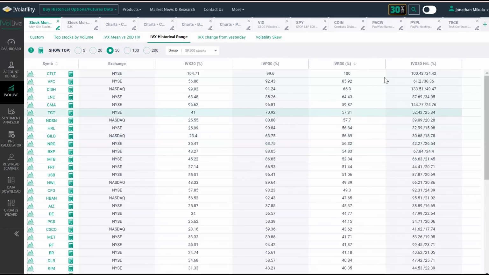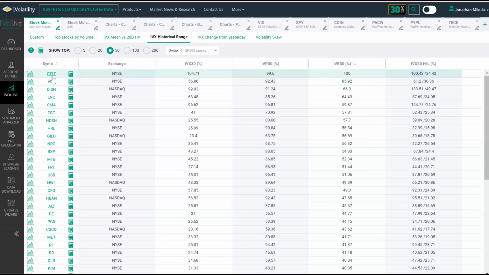IVX historical range. This is great because it gives you the 52-week range, not of the stock price, but of the individual implied volatility. So you could see this first name, CTLT, had a low of 34.42 but a high of 100.43 on its implied vol. Look at this current reading of 104.71, we're at an extreme. It's broken out to an extreme, which means something's going on here.